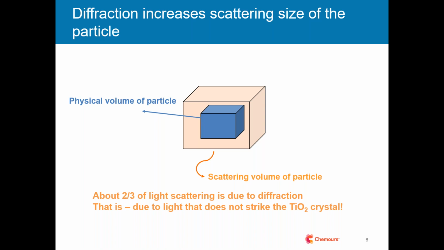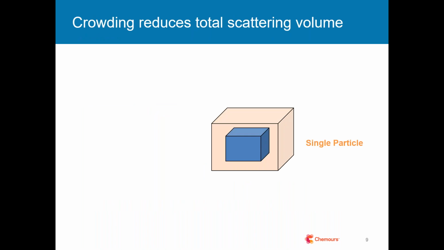Just to illustrate that diffraction is actually the main mechanism that scatters the light, that contributes to the hiding power of titanium dioxide. That has a very important consequence. So as long as we speak about a single particle, we have very high efficiency.